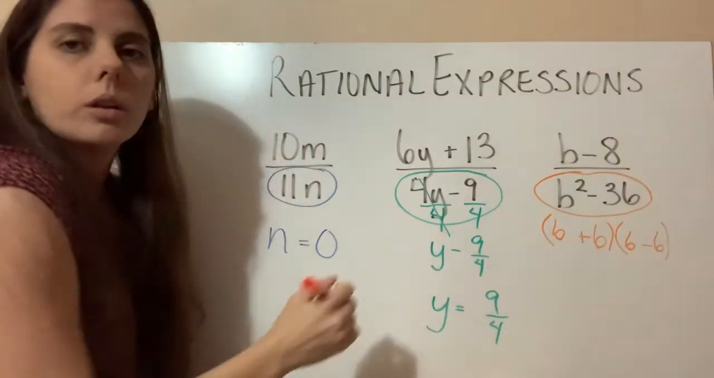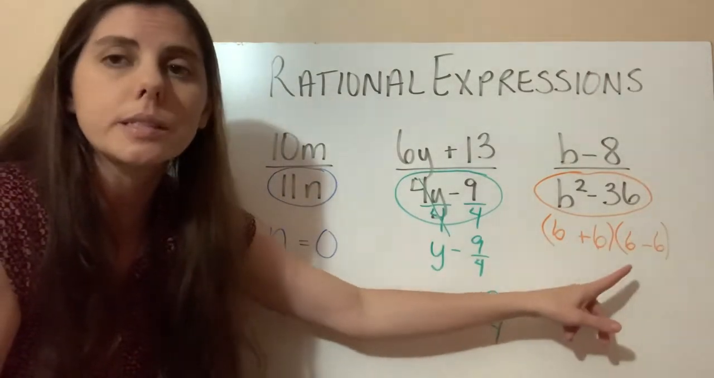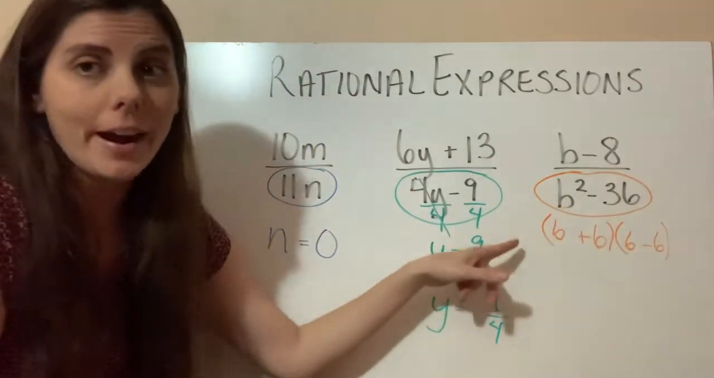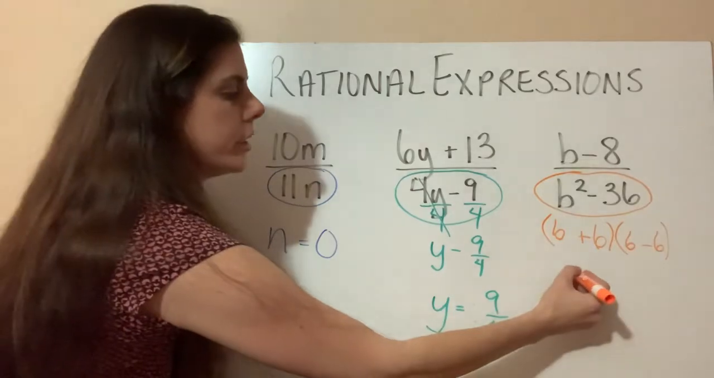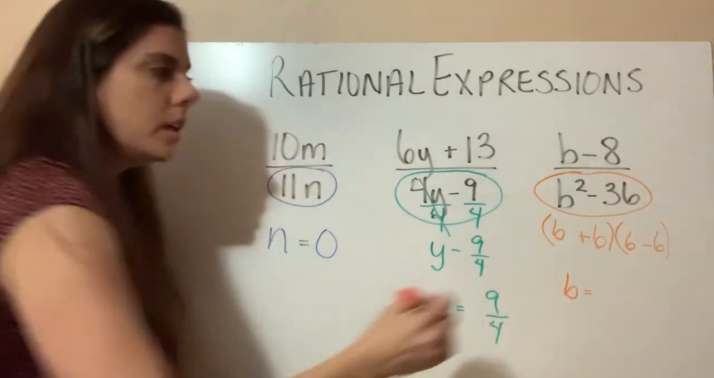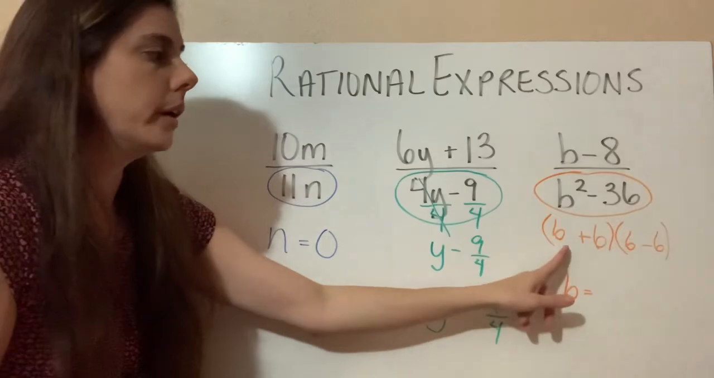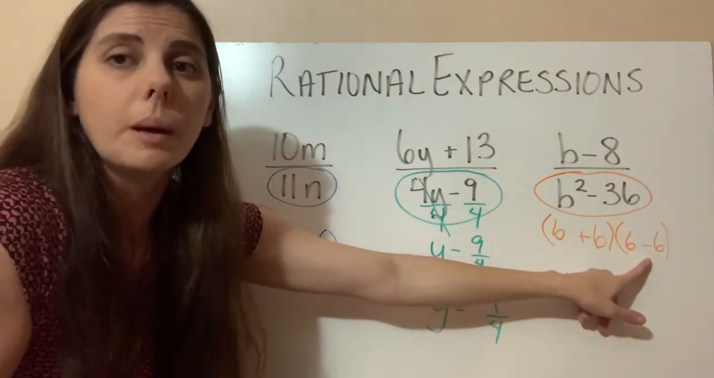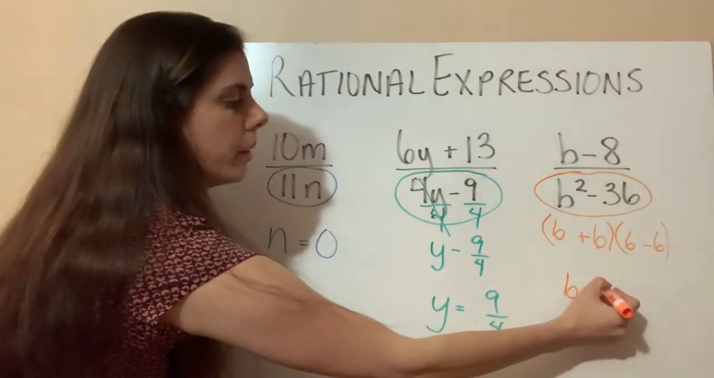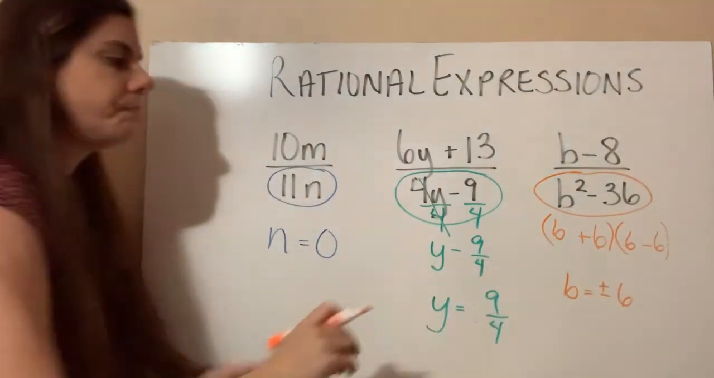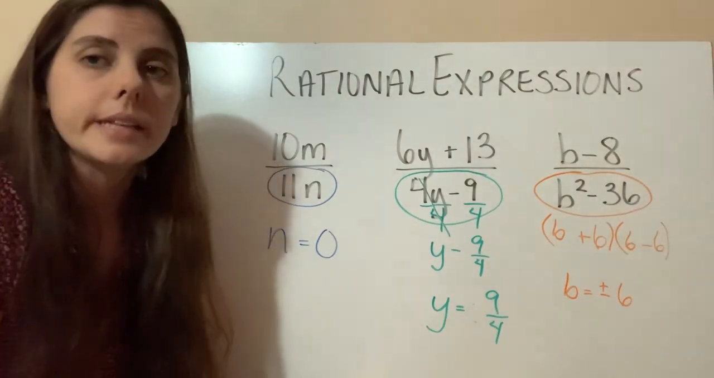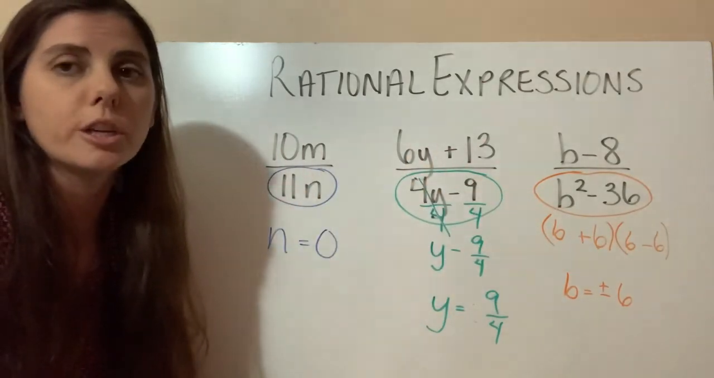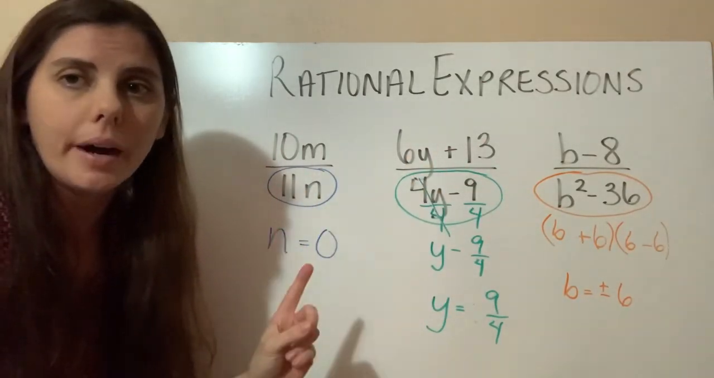I know my b's kind of look like my 6's, but it's going to be b plus 6, b minus 6. Now that we have that factored completely, we can determine what b will have to equal for this bottom to be 0. In one, it would have to be a negative 6, and in the other set of parentheses, it would have to be a positive 6. So we could just put plus minus 6. So these are just a couple of examples of rational expressions and how to make the rational expression undefined by getting the bottom to equal 0.